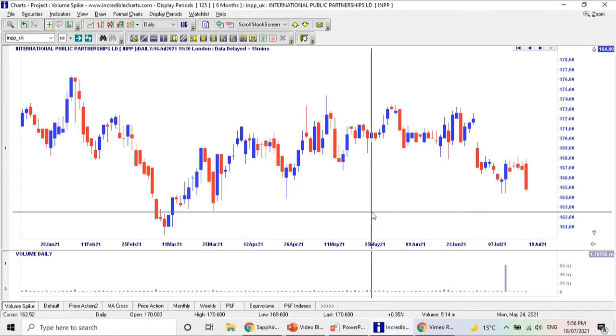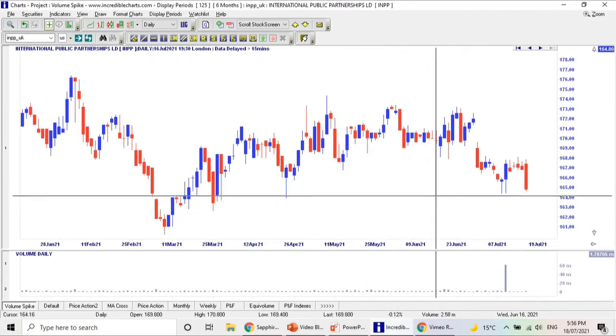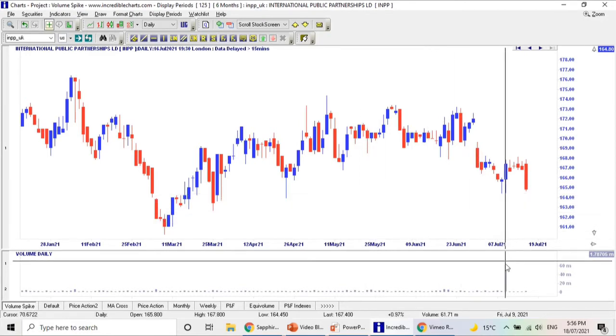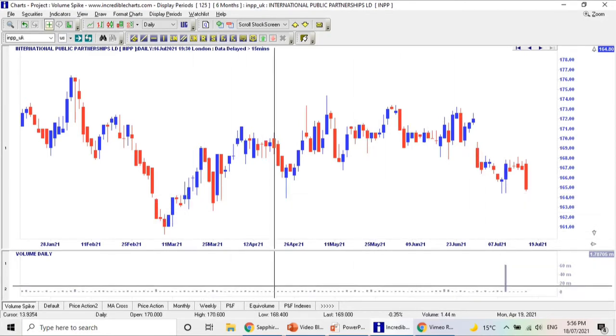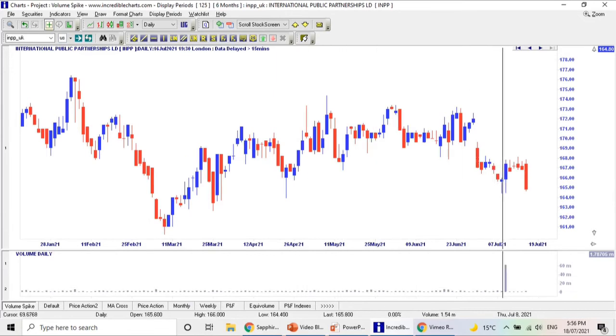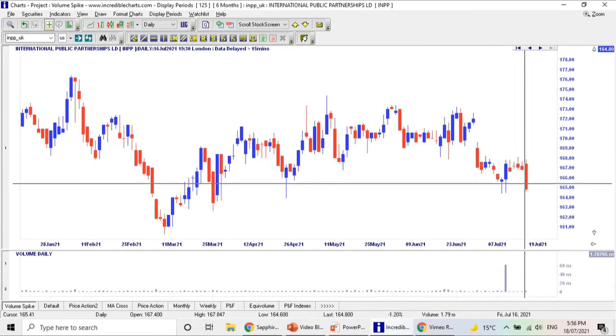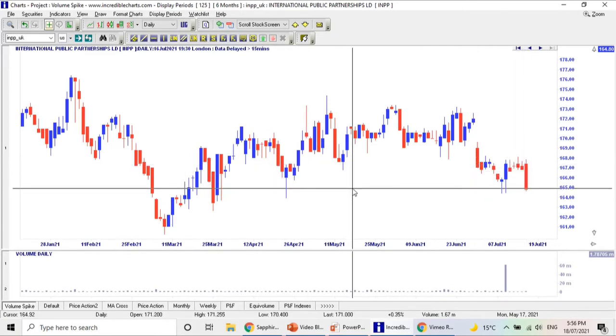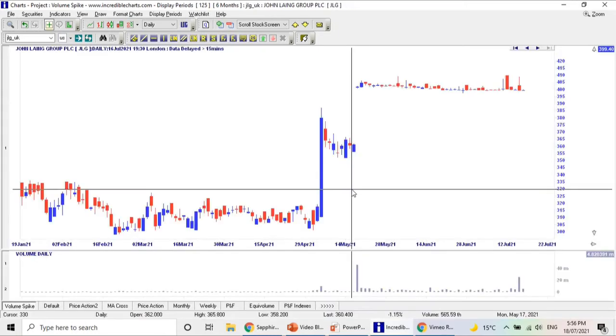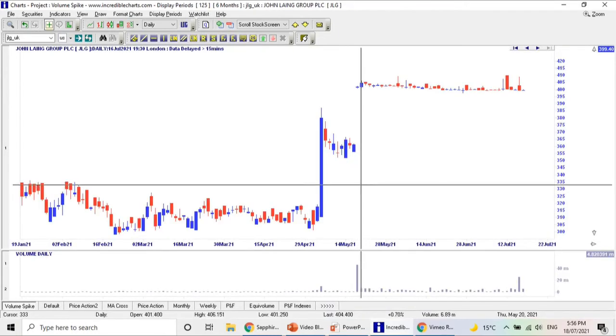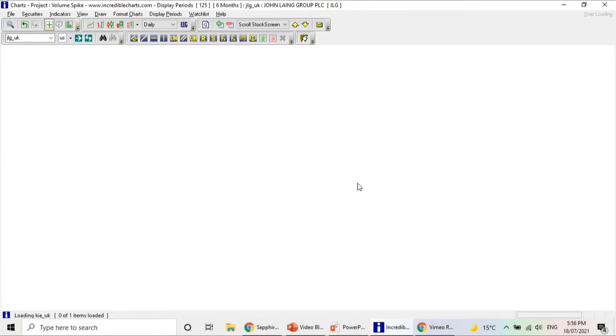So here is a chart for one of the underlyings in the British market, and you can see there is a huge spike in volume. The average volume is much lower, and all of a sudden there is a spike. Following the spike, the stock traded pretty much sideways, and just on the last day of trading, it went down. Here is another example, but this example is probably not appropriate, so let's move on to another example.